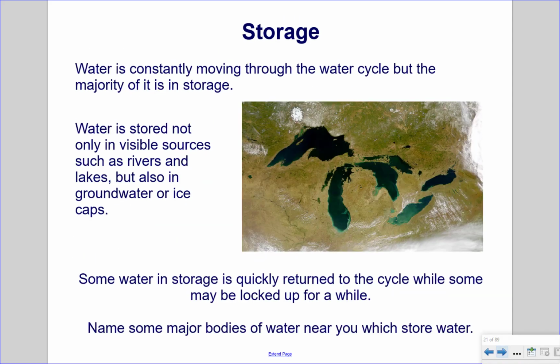Storage. Water is constantly moving through the water cycle, but the majority of it is in storage. Water is stored not only in visible sources such as rivers and lakes, but also in groundwater or ice caps. Some water in storage is quickly returned to the cycle, while some may be locked up for a while. Name some major bodies of water near you which store water.